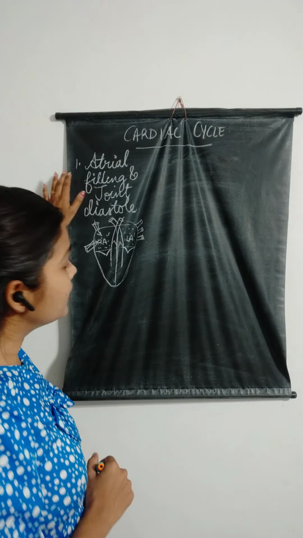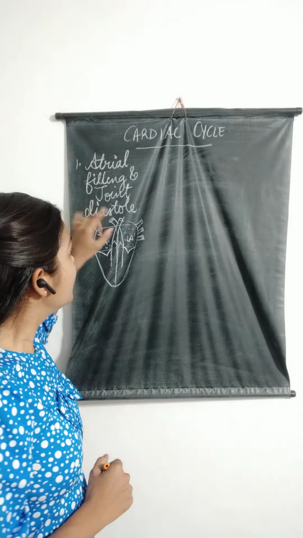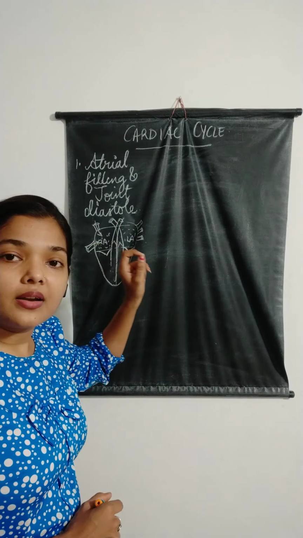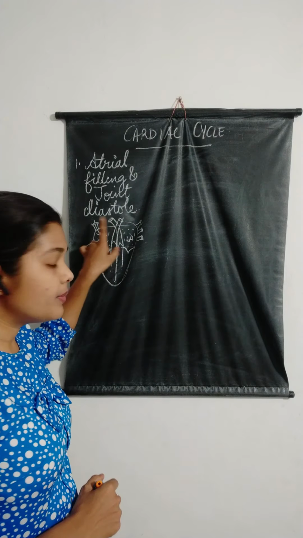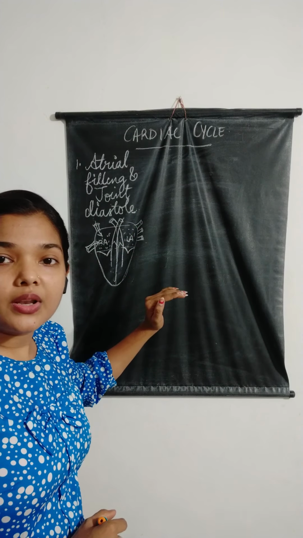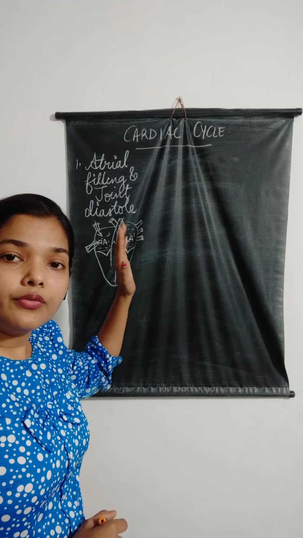So we will first begin with the first step, that is atrial filling and joint diastole. Diastole means relaxation. So we can understand from this that joint stands for all the chambers, the atria as well as the ventricles. All four chambers are going through relaxation.